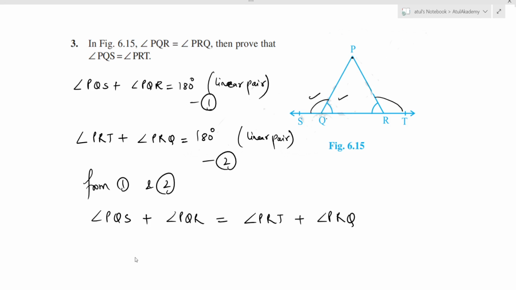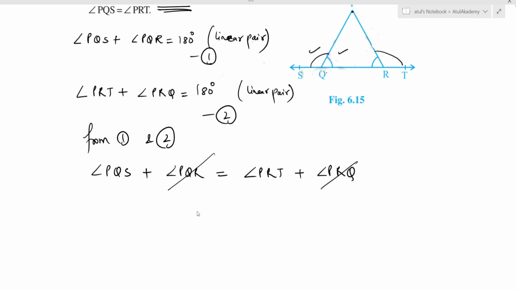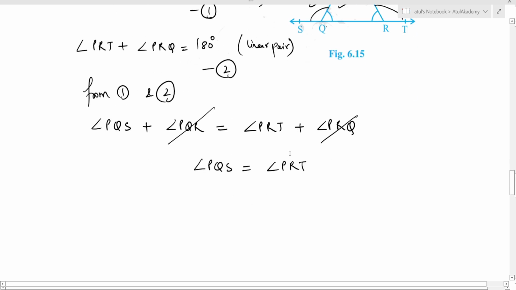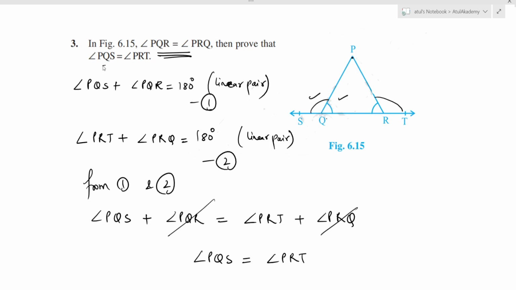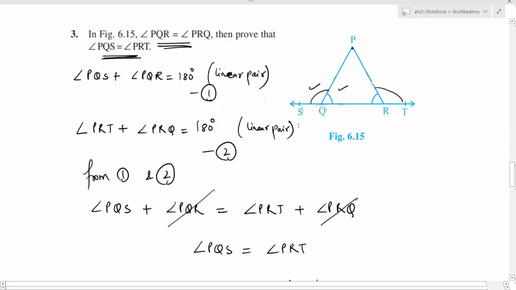Now, something is given equal to us, am I right? So, PQR is equal to PRQ. I can cancel equal things. So, what am I left with? Angle PQS is equal to angle PRT. This is what we have to prove. Yeah, students? This is what we have to prove. Done. Very easy question.